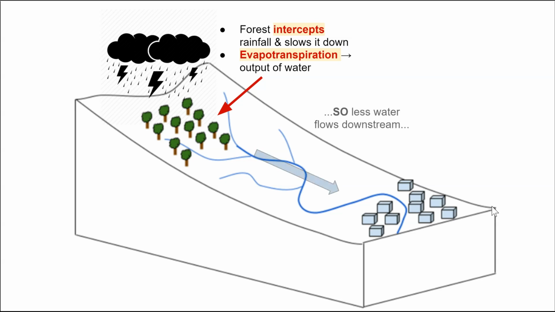Then that means that there is less water flowing downstream, because there's an output of water, evapotranspiration, and interception is a store. It slows everything down. So there's less water flowing down at any one time, and of course flood risk is reduced. Okay, so you can add that into the diagram in your notes now, please.